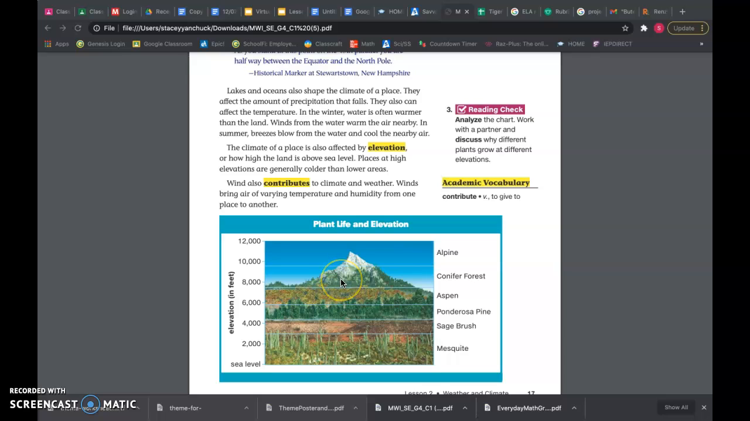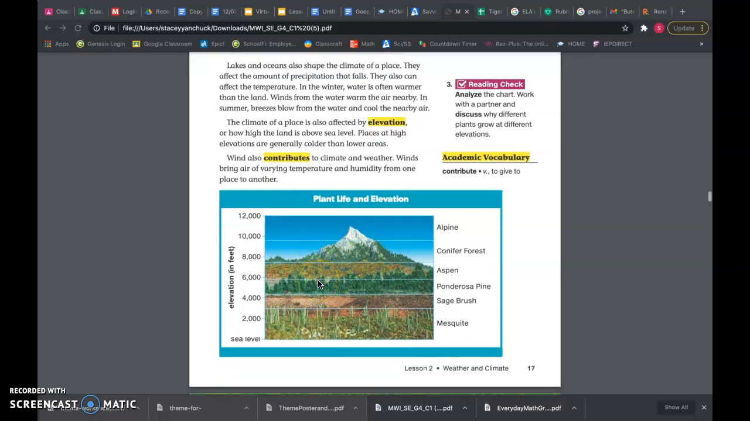So here's a great representation of elevation. So that's talking about height. Here's the sea level. So that's where the ocean is. And then how much further things go up. So if you look at the Ponderosa Pines, they're between about 5,000 and 7,000 feet in elevation. So 5,000 to 7,000 feet above sea level. So this is really interesting.